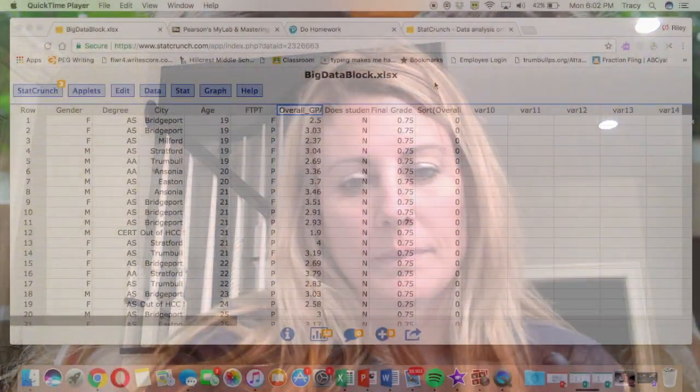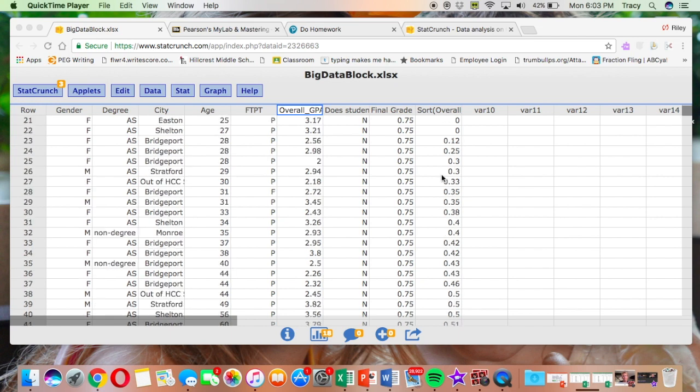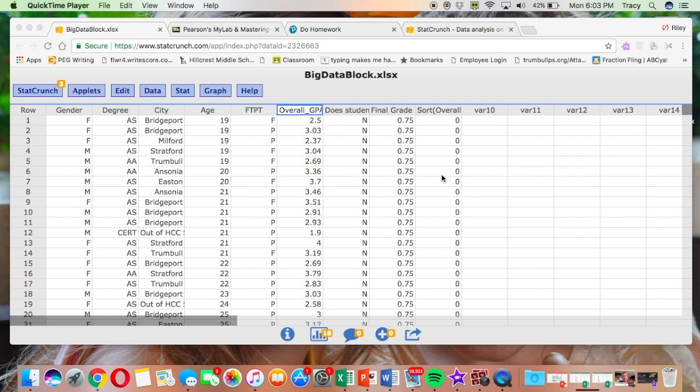And the reason why I need to find that is because when you go to your 95% confidence interval in StatCrunch, you have to plug in number of successes versus number of observations. And I'll show you that next. Okay, so here you can see are all my numbers. This was my overall GPA, which I took over to this column, sort, and then ascending order. And that is how I found the number of successes.